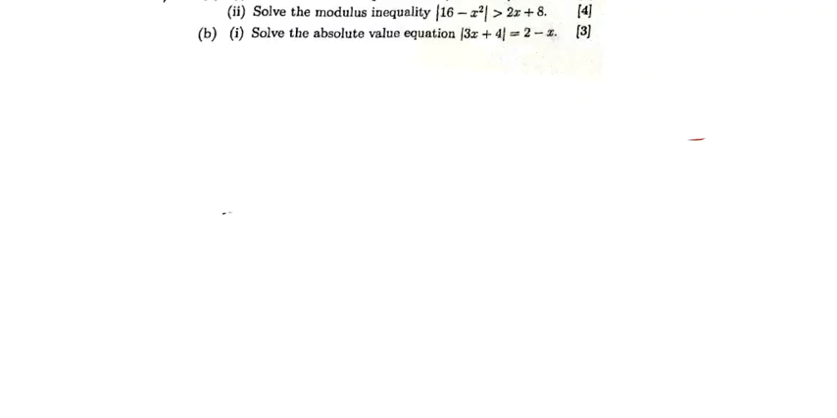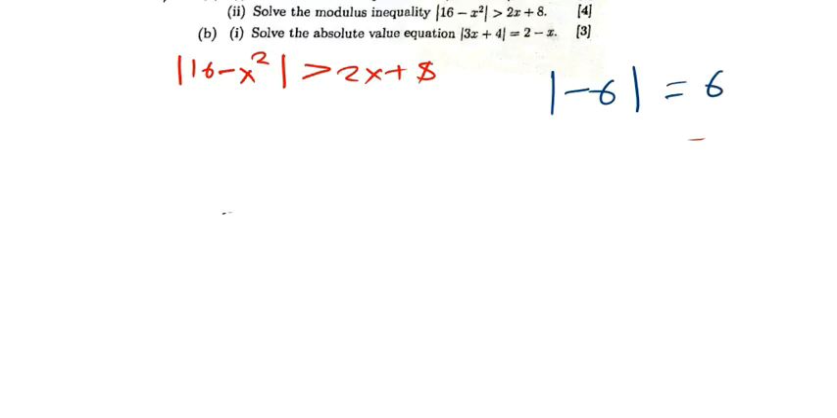Alright, so we'll now try to solve the modulus inequality. So we have |16 minus x squared| greater than 2x plus 8. Just to help you understand what the modulus means, it means whatever result you have, whether positive or negative, it should become positive. So the modulus of negative 6 gives 6, and the modulus of positive 6 gives 6.